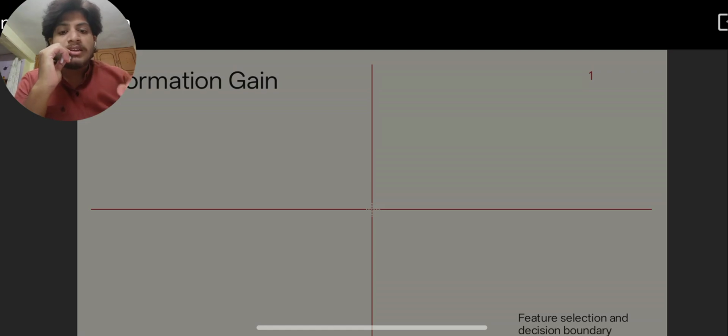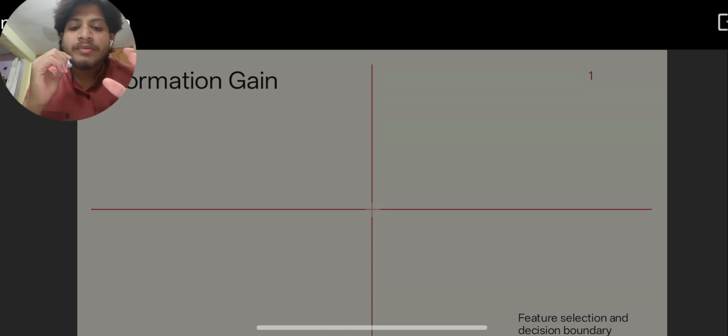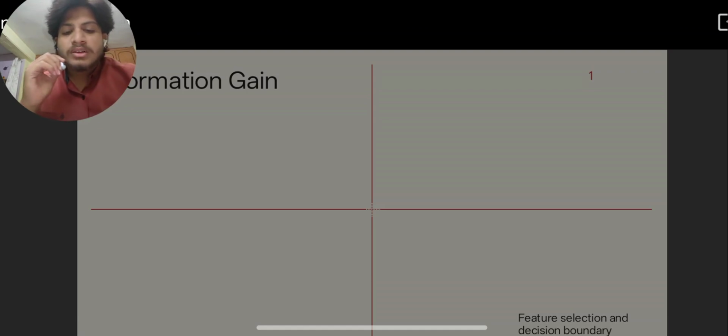And the role in feature selection: information gain is widely used for feature selection because it selects the features that reduce uncertainty the most, removes irrelevant or noisy features, helps to reduce dimensionality, improves model performance and interpretability.